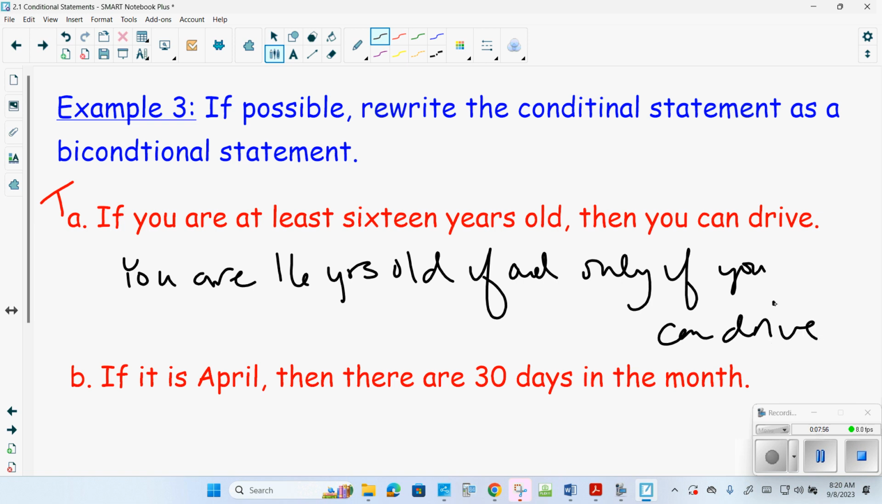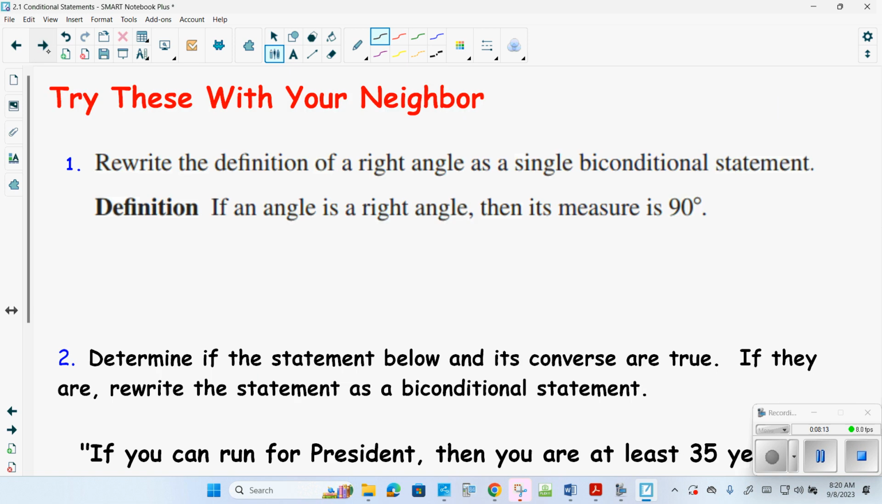If it is April, then there's 30 days in the month. If there's 30 days in the month, then it's April. That is false. There are more months in the year that have 30 days, so therefore you cannot write a biconditional statement on that. Go ahead and hit the pause button and try to write these as biconditionals.